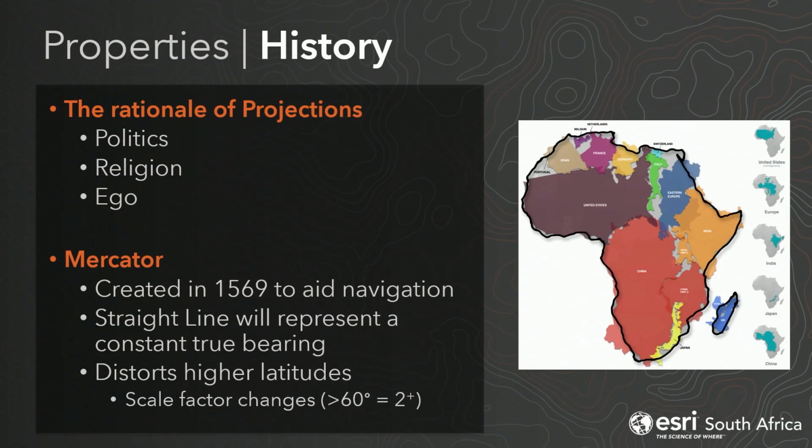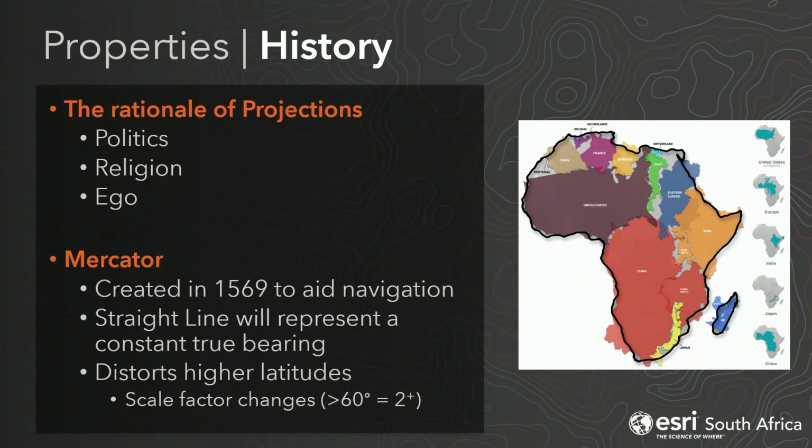Projections have a checkered history because it all depended on what your rationale was to have the projection in the first place. So, was it political? Did you want to make your country look bigger? Did you want to make your country look like it was bigger than your neighbors? Was it based on a religious perspective? I mean, at one stage, maps of the world had Rome in the middle because everything went back to Rome. That could have been a political, a historical, religious point. And then sometimes people's egos just got in the way.